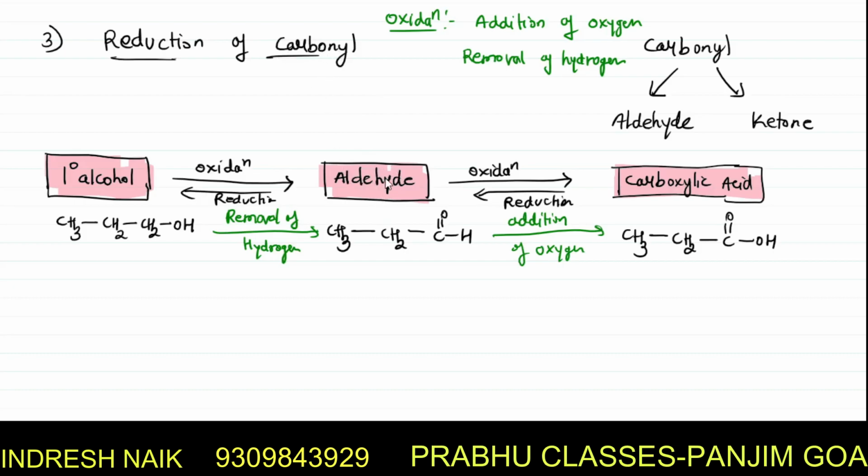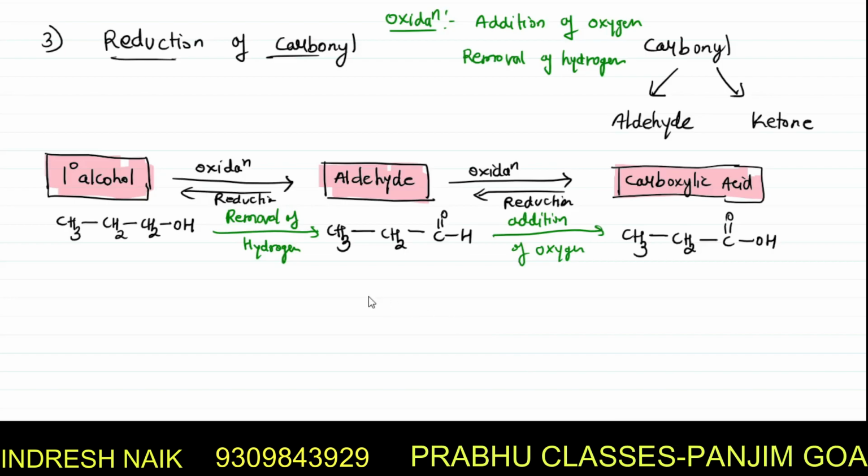Now, one more thing, students, you will have to remember which is a strong oxidizing agent and which is a strong reducing agent. If the oxidizing agent is very strong, then the reaction won't stop at the aldehyde. It will directly get converted to a carboxylic acid. If the reducing agent is very strong, then the carboxylic acid reduction won't stop at the aldehyde. It will just stop at a primary alcohol. This is the whole thing.